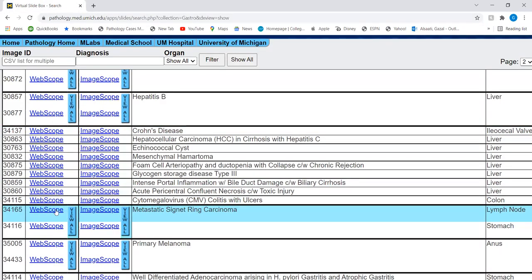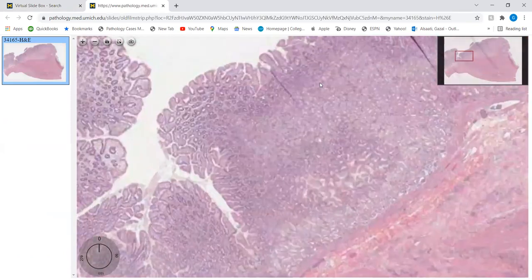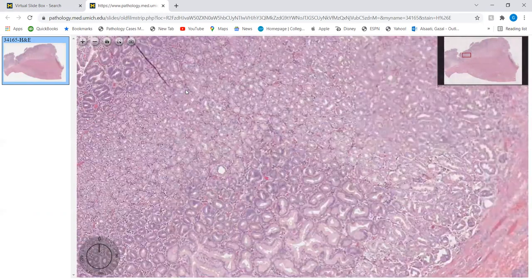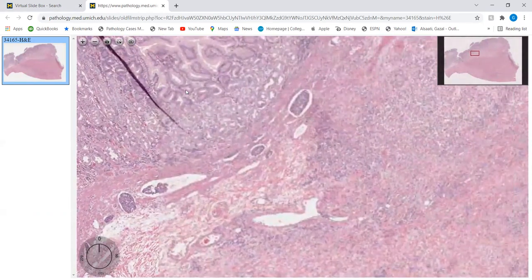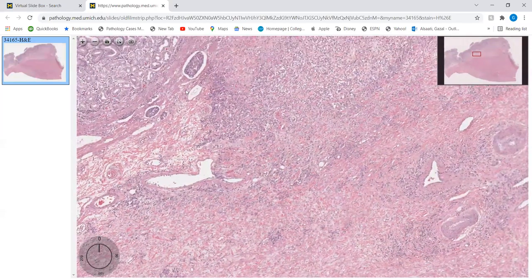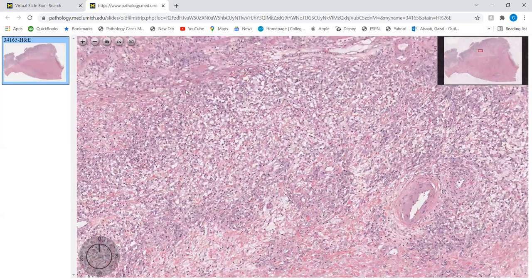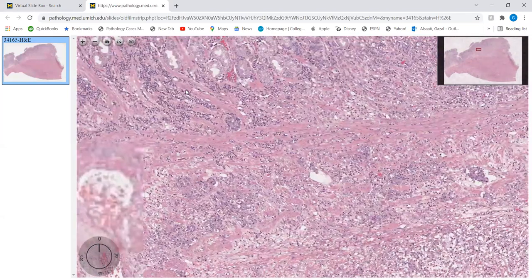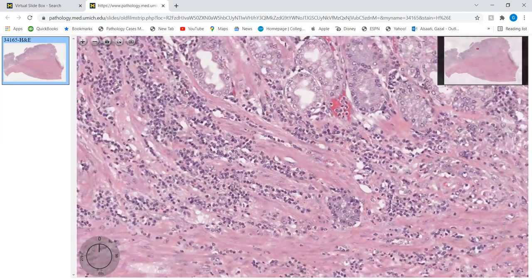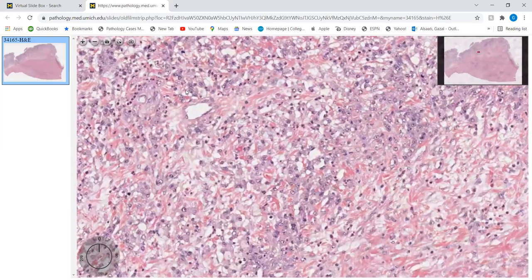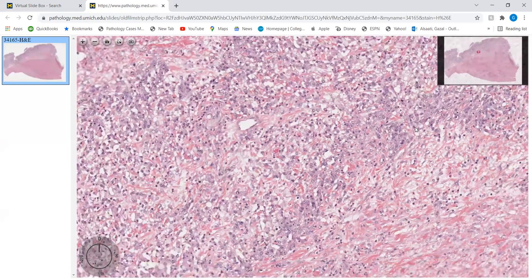Let me go back to signet ring cell carcinoma. It seems like this is a stomach biopsy. Okay, so we're looking at the stomach, nice and beautiful. This is quite disturbing because it's not straightforward. It's one of those very scary gastric cancers. But this whole thing here, if you did the keratin, these are all going to be positive. It's almost like histiocytic-like. See that? This one here, this one here, this one here. These are all signet ring. These are very small cells. And these are all positive. Let me show you even further.